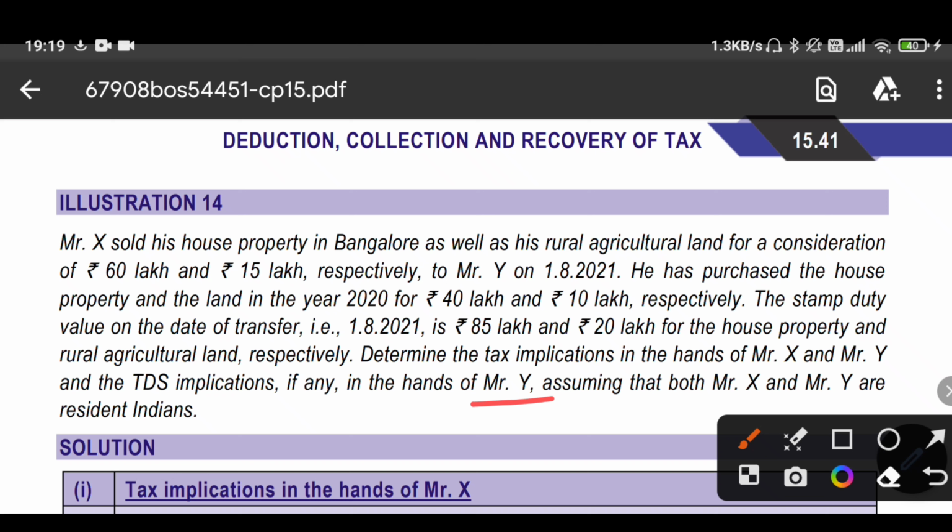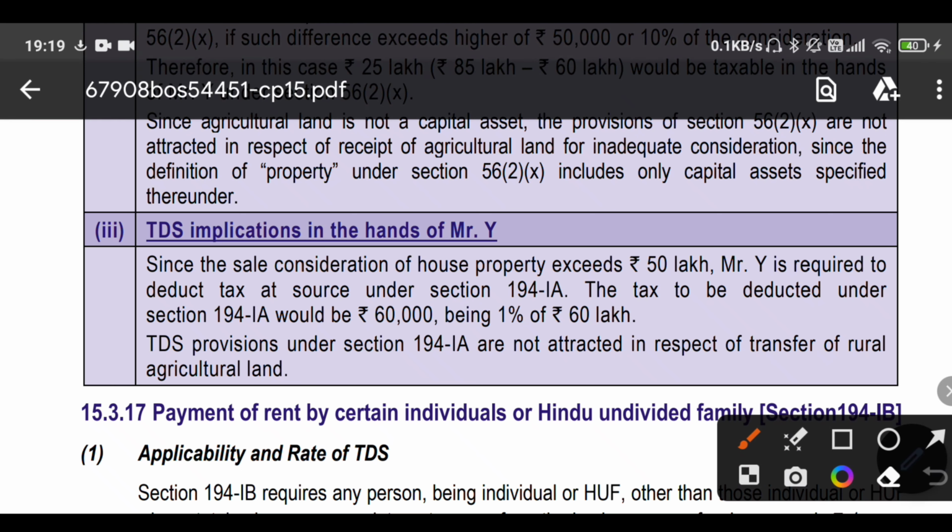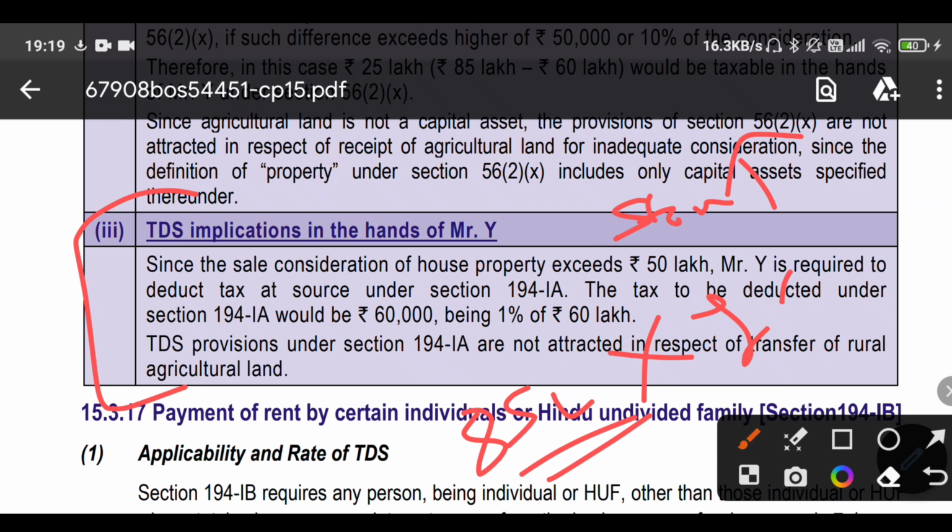Y has purchased a property whose stamp duty value is more than 50 lakh, right? So he has to deduct the TDS at the rate of 1%, okay? And there is an amendment there, because stamp duty value we have to consider whichever is higher, right? So stamp duty value is 85 lakh, so 1% will be calculated on stamp duty value, so 85 lakh into 1%, 85,000 will be the TDS that is required to be deducted.